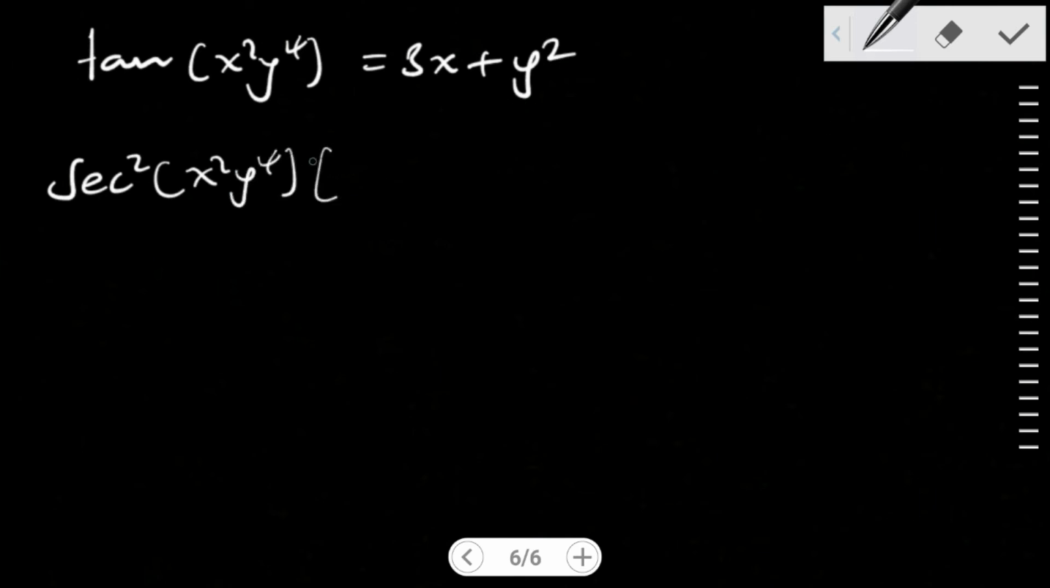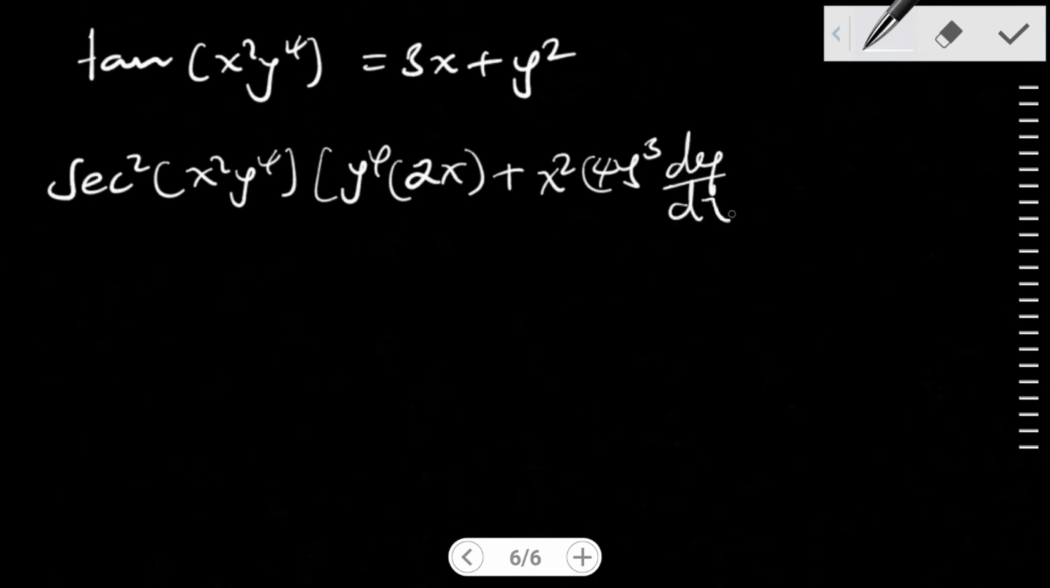Close this into what I'm going to have here. This is going to be y to power 4 into 2x, close this, plus I'm going to have now x squared into 4y cubed dy dx, close this. Now having got so, and this was being equals to, I'm going to have 3 plus 2y dy dx.